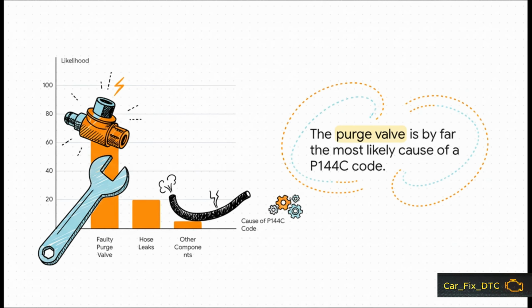This chart really says it all, doesn't it? The overwhelming majority of the time, a new purge valve is going to be your fix for a P144C code. After that, you're most likely looking at a vacuum hose leak. Everything else is much, much less common.